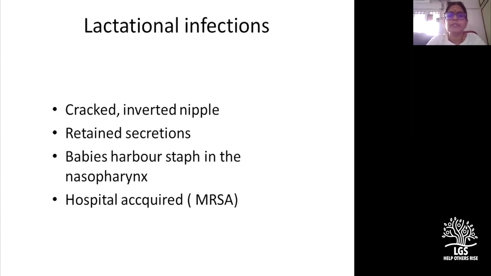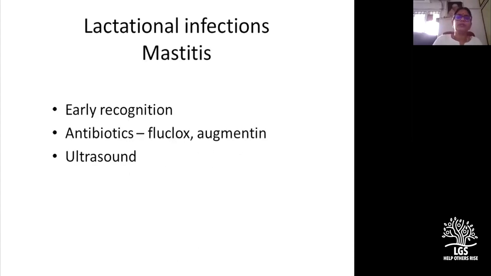So what happens, sometimes there are cracked nipples, inverted nipples, retained secretions. Breast milk is the ideal culture medium. And also babies tend to harbor Staph aureus in the nasopharynx. Most of these infections, particularly if it occurs early, are due to hospital-acquired infections, and in our own data, over 60% of the lactational infections that we see are MRSA associated, and these are very tough to treat, and early recognition is very important. So these are some of the reasons.